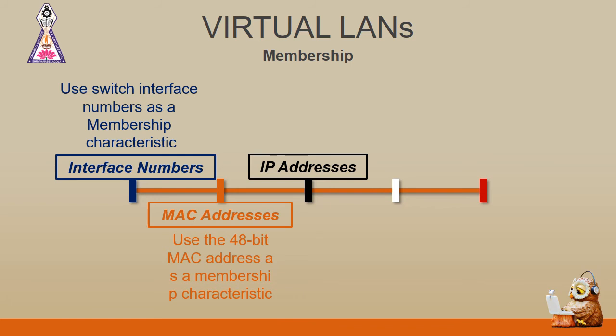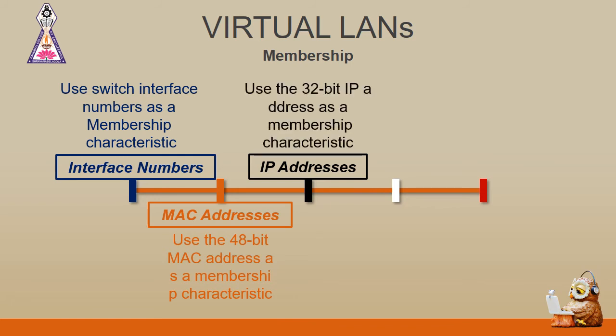Third is in terms of IP address. Instead of MAC address, if we take the 32-bit IP address as a membership criterion, once again the membership could be given in terms of IP addresses. And the fourth category is in terms of multicast IP addresses. We'll discuss what exactly multicast IP addresses are in coming videos. Once again, multicast IP addresses could be used as a criterion to give membership. So multicasting at the IP layer is translated into multicasting at the data link layer.